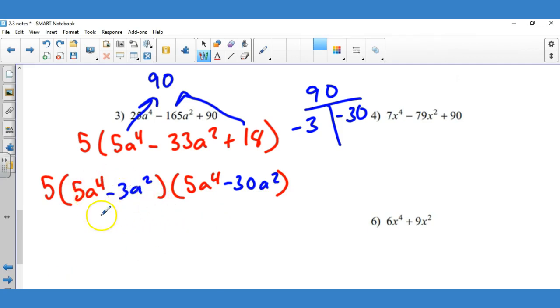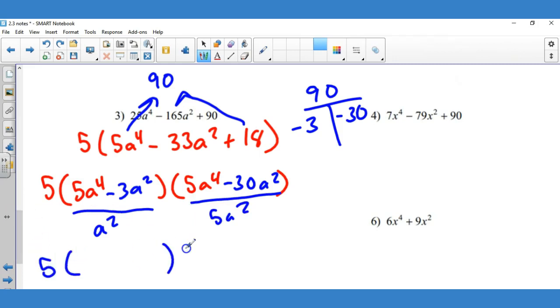Now we're going to take this first term right here, find the greatest common factor, which is a squared, and over here 5a squared. Now we divide. 5a to the 4th divided by a squared is 5a squared. Negative 3a squared divided by a squared is negative 3. Right here, 5a to the 4th divided by 5a squared is a squared. And negative 30a squared divided by 5a squared is negative 6. So there's your solution, or your factors, guys, of this expression up there, number 3.